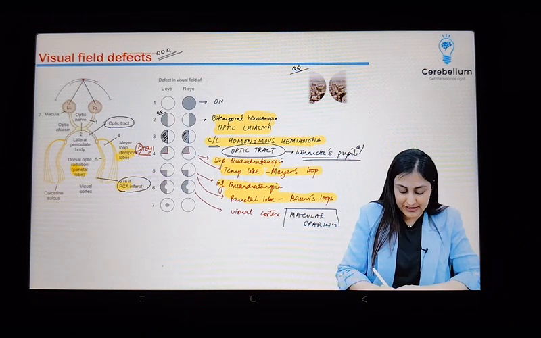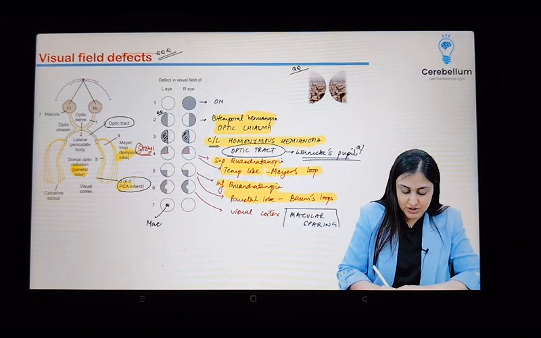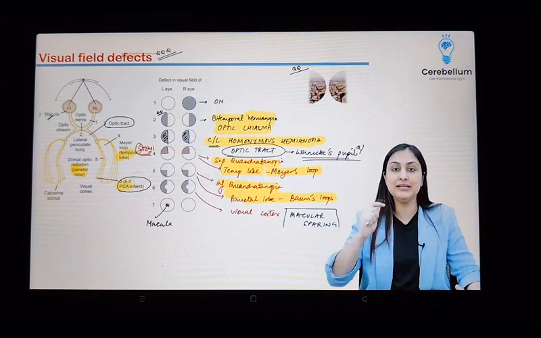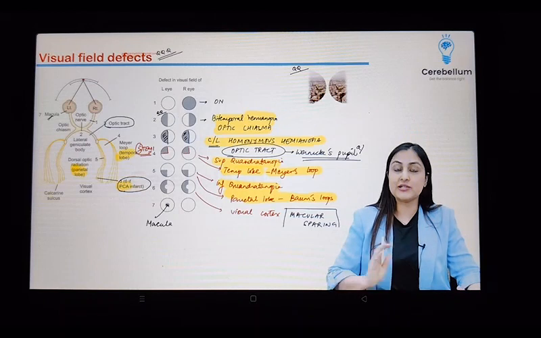Very, very important. And finally, when you just see the macula getting affected, lesion is in the macula, right? So that goes back to the eye. There is a macular lesion which is probably there. Okay, so this holistically is what you got to remember.